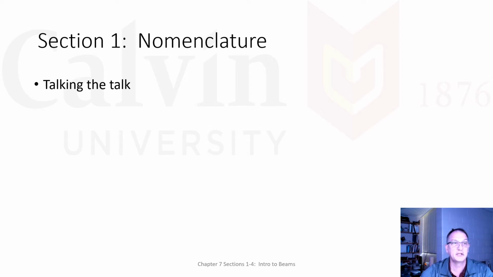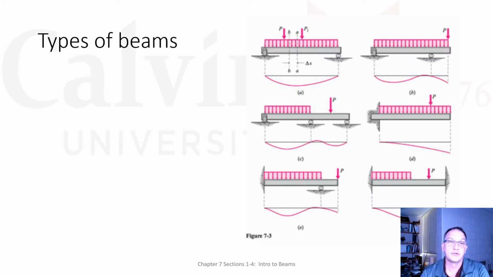So the first thing we need to know about when we're doing beams, and the first thing they introduce in the chapter, is some of the nomenclature that surrounds beams, because if we don't understand the language, it will be hard to talk about. So the first thing we should talk about are the different types of beams, and this is the figure from the opening section of the book on the different types.